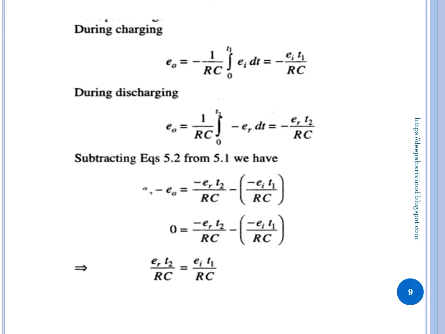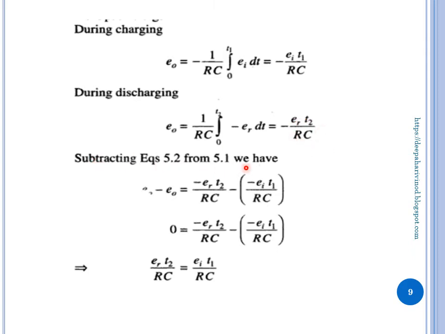During charging, E0 is given by E0 equals minus 1 by RC integral from 0 to T1 of EI dt, where 0 to T1 is the capacitor charging time. That is minus EI T1 divided by RC. During discharge, E0 equals 1 by RC integral from 0 to T2 of minus ER dt, which is equal to minus ER T2 divided by RC.